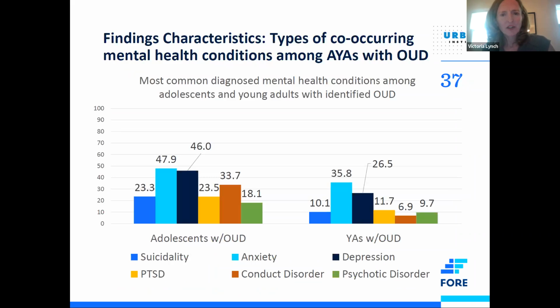Next slide, please. So here you can see the types of co-occurring mental health conditions. I know that there are a lot of bars here, but note that on the left, it's higher for each one of them, and the left are the adolescents. You can see all the way to the left in the dark blue, suicidality was identified in almost a quarter of the adolescents with OUD, compared to about 10% of young adults with OUD over on the right. Depression and anxiety, the turquoise and black bars, were not surprisingly also quite high. You can see in the yellow that about a quarter of the adolescents with OUD were identified as having PTSD, compared to about 11 or 12% of the young adults with OUD. Conduct disorder was also high.